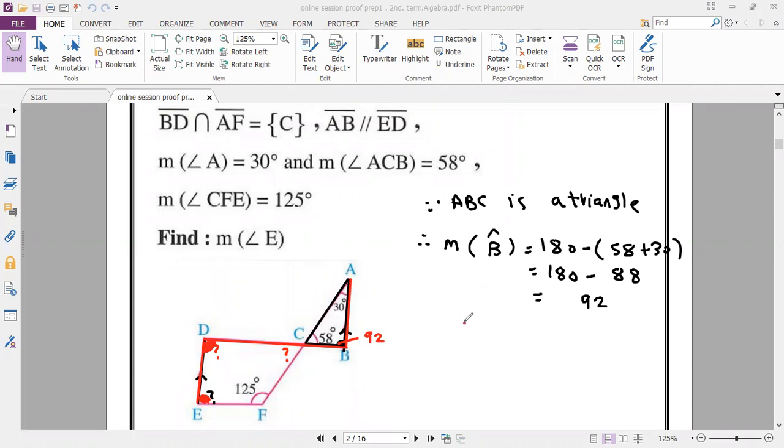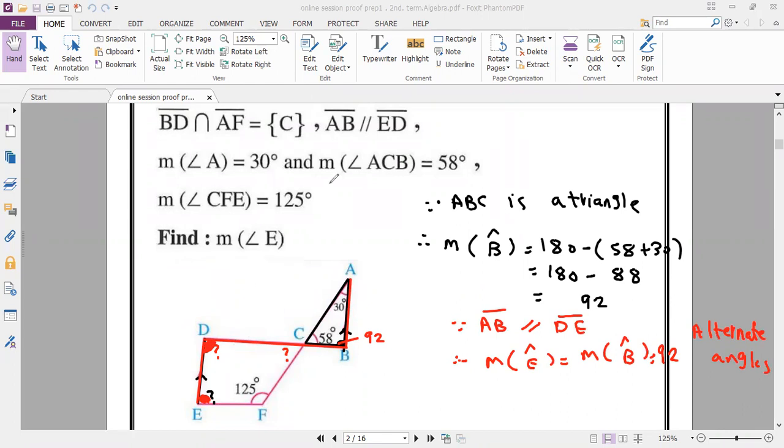So right here, since AB is parallel to DE, then measure of angle E is equal to measure of angle B equals 92. And write the reason. They are two alternate angles. Okay. So this angle now is 92. We can write it here.